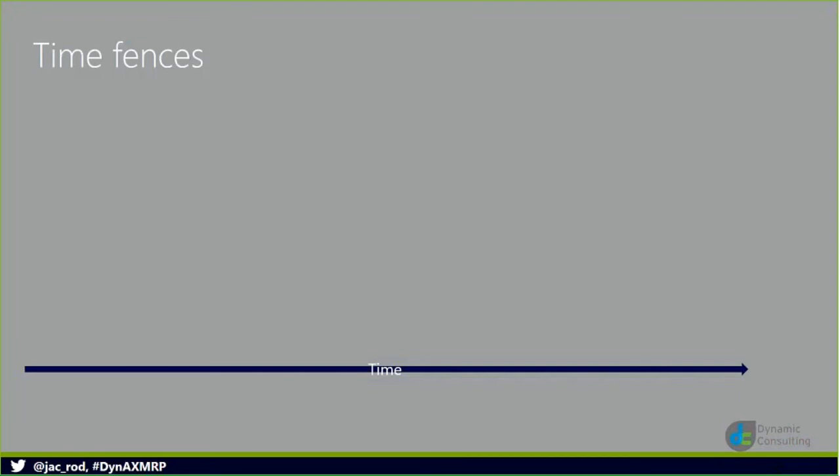So we're getting towards the end of generic AX stuff, and we're getting into a little more specific pieces of master planning functionality that people a lot of times have questions about. Now, one of those things is time fences.